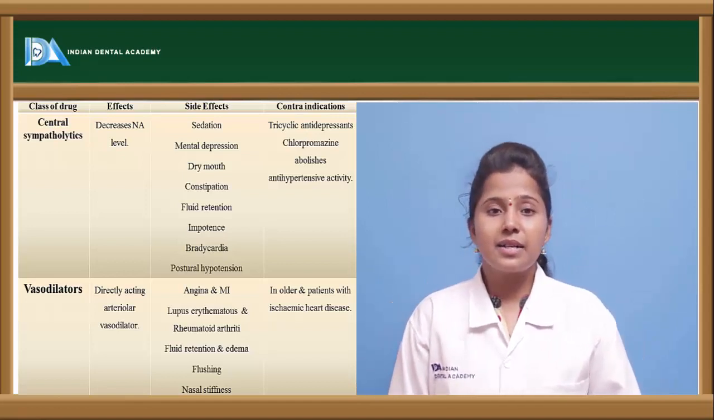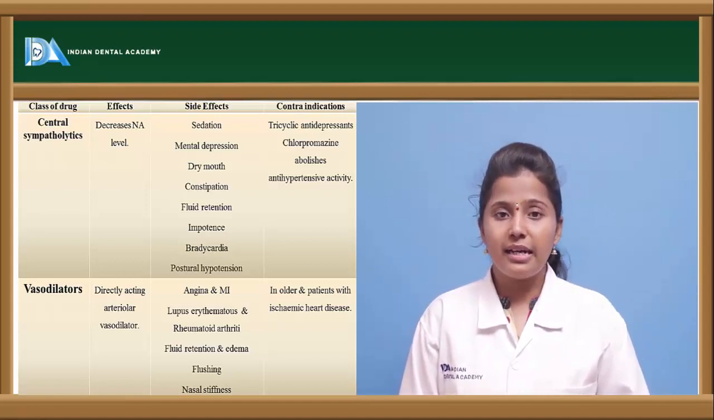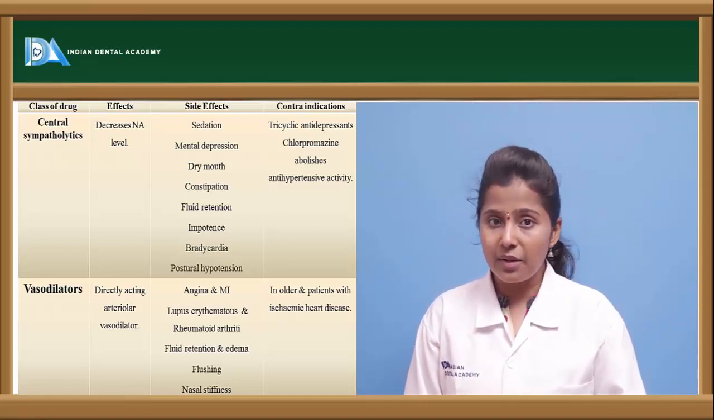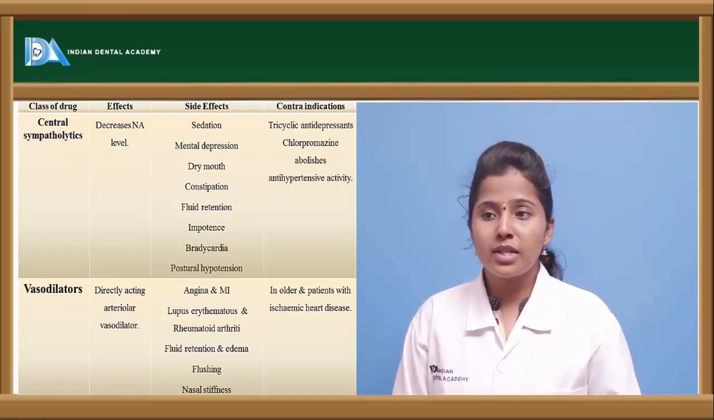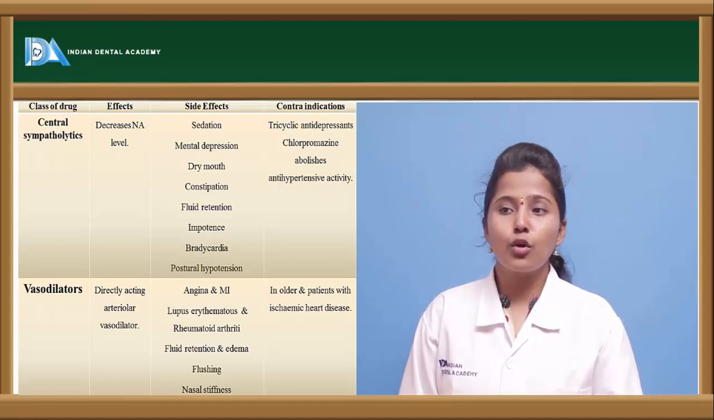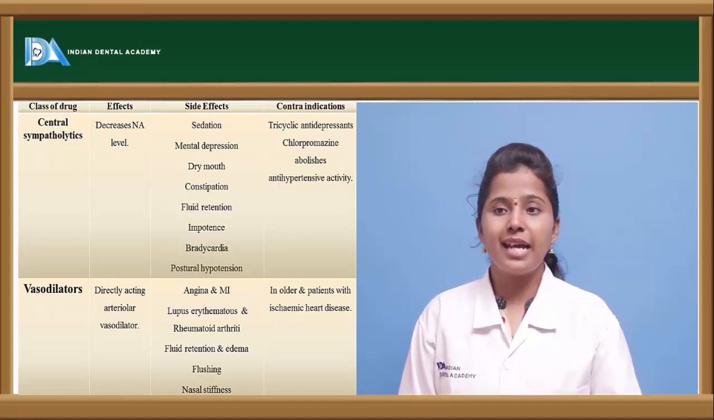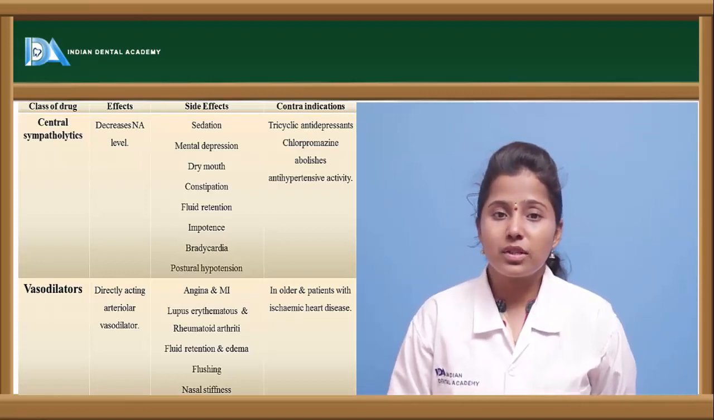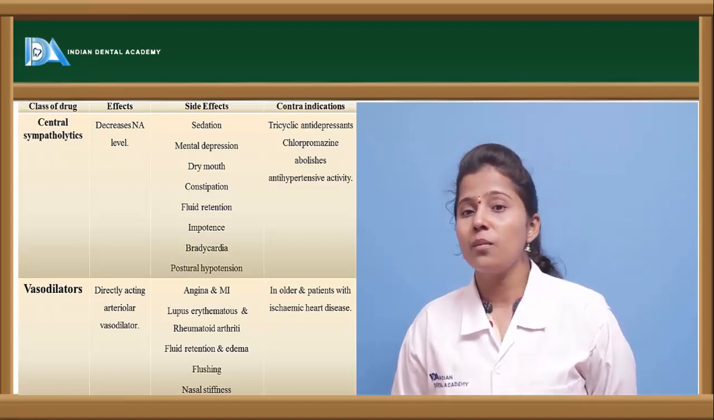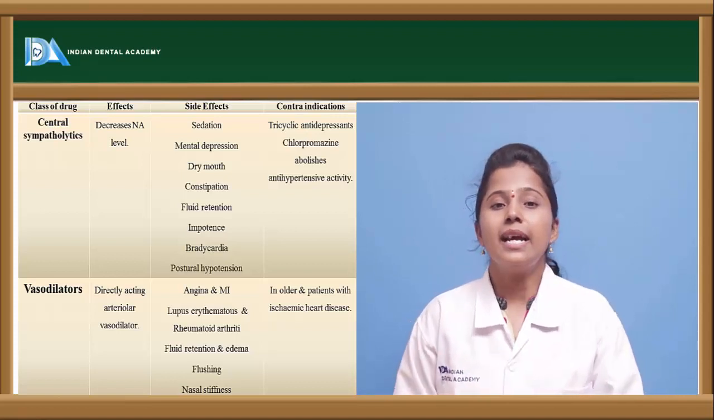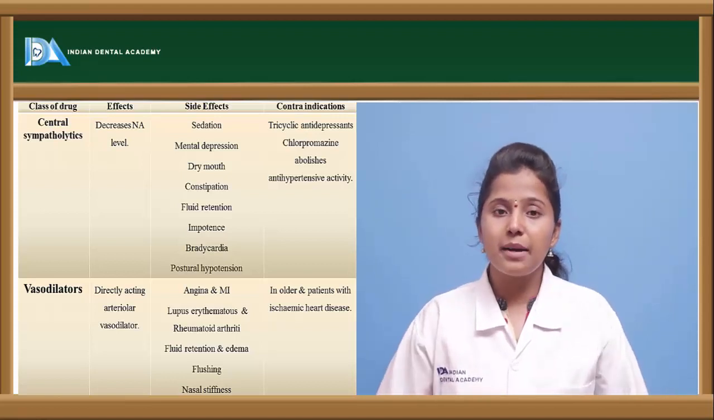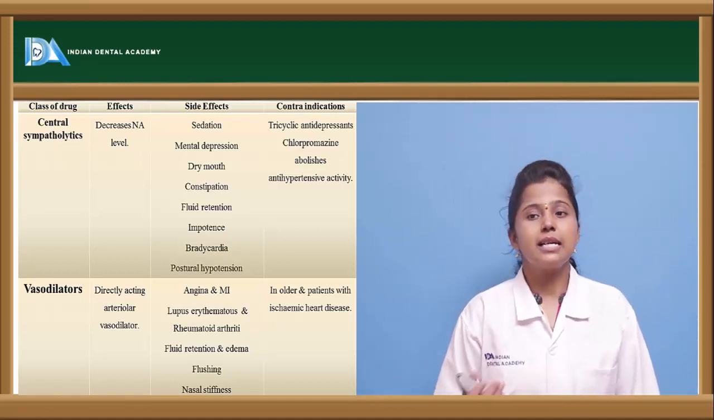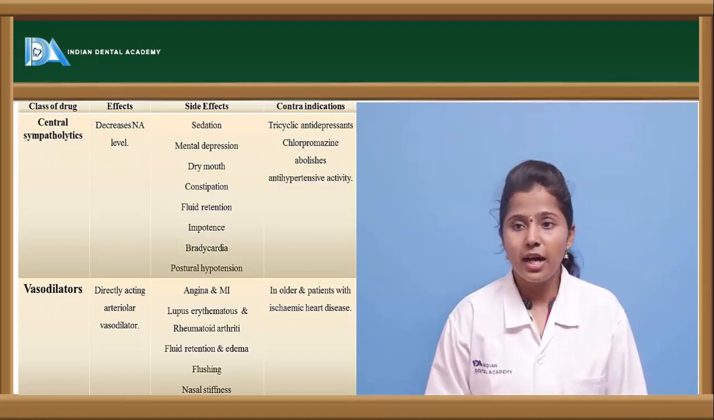And these central sympatholytics should be contraindicated with tricyclic antidepressants. These are a class of antidepressants. And chlorpromazine, when taken with antihypertensives, or when central sympatholytics are given in combination with chlorpromazine, it reduces or completely abolishes the antihypertensive effect. Then there will be no use of giving central sympatholytics in hypertension.